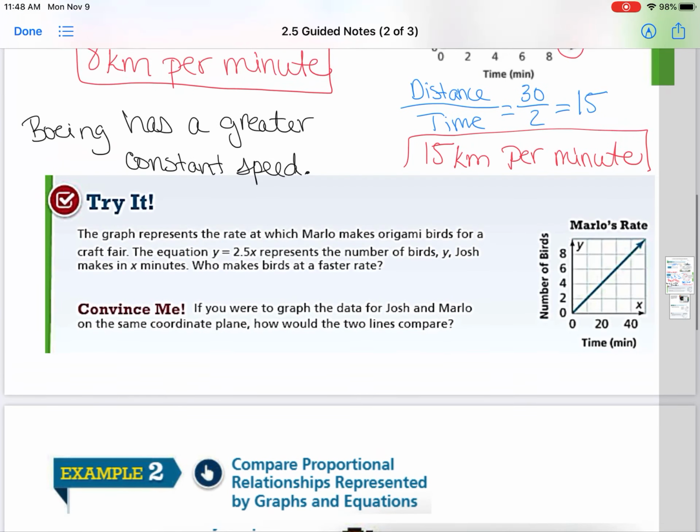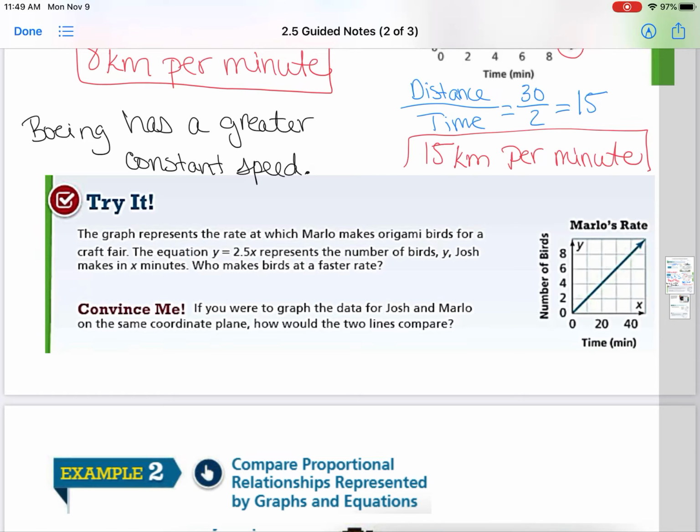Okay, so let's talk about the try it problem, and then that'll be the end of this video. So here's the try it problem. It says the graph represents the rate at which Marlowe makes origami birds for a craft fair. So he's making crafts. The equation y equals 2.5x represents the number of birds y, which is our y-axis, Josh makes in x minutes. So we don't know how many minutes it takes. Who makes birds at a faster rate? So we're talking about two people here. We have Marlowe. Marlowe is our graph over to the right. And then they gave us an equation for Josh. So we need to figure out what that means.